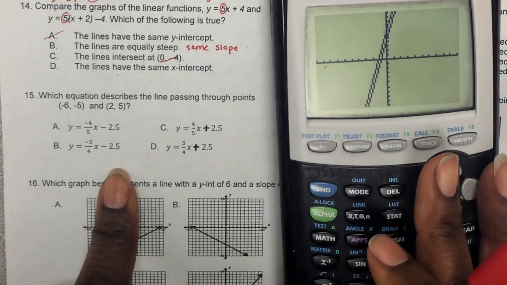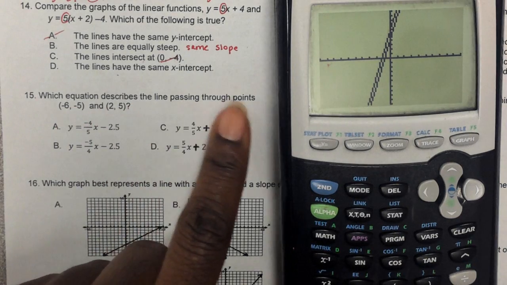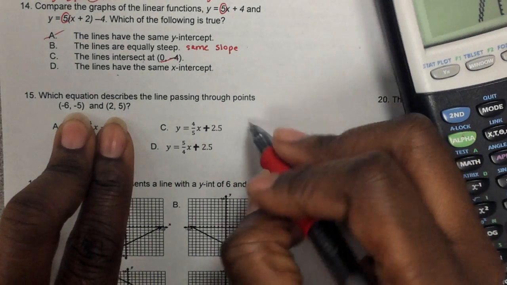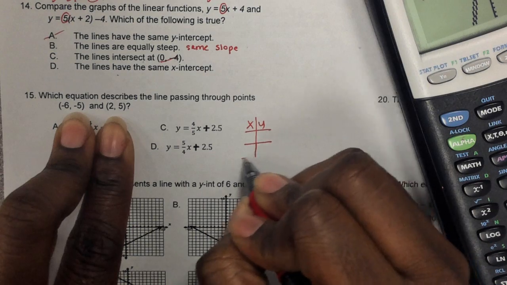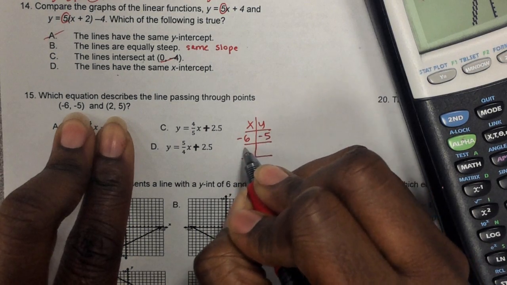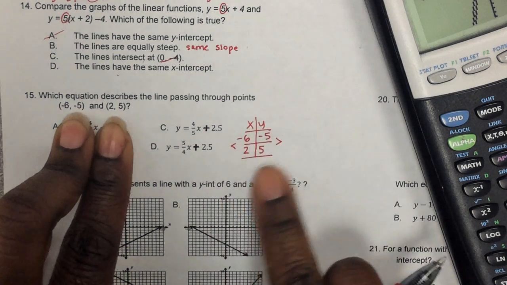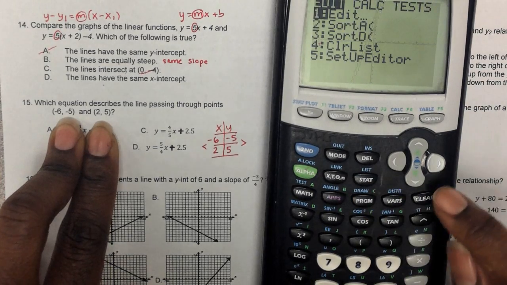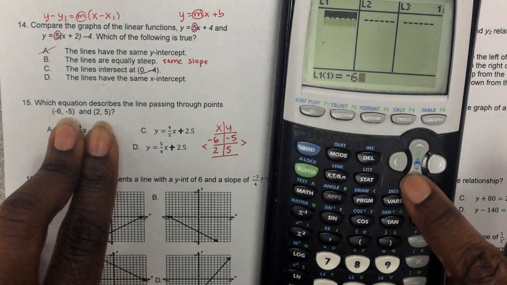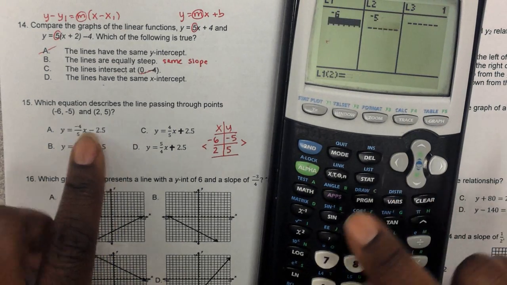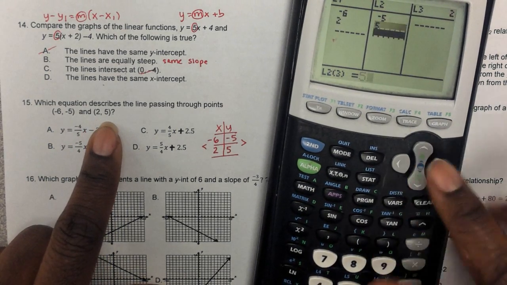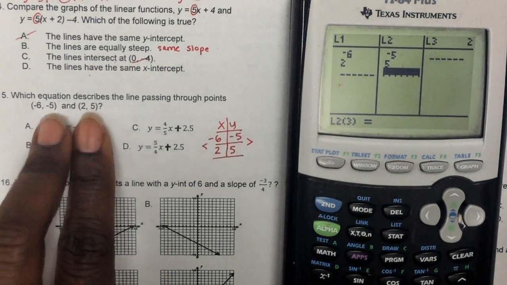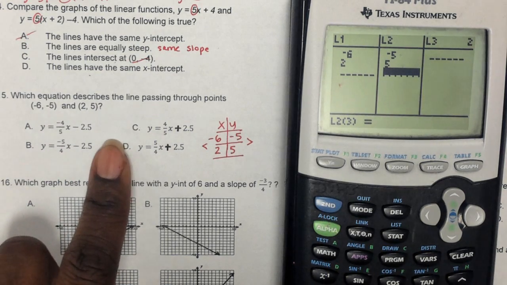Now number 15. Which equation describes the line passing through these 2 points? This one you can use stat edit. If you don't like using stat edit, you can definitely set up a table and eliminate some wrong answer choices by doing delta y over delta x first. However, let's go through the steps for stat edit. Press stat, press enter on edit, put in -6, -5, then 2, and 5. I know you don't have a calculator at home, but make sure you understand the steps of stat edit because it can help you. When you're given 2 points, it will give you the information for the equation.